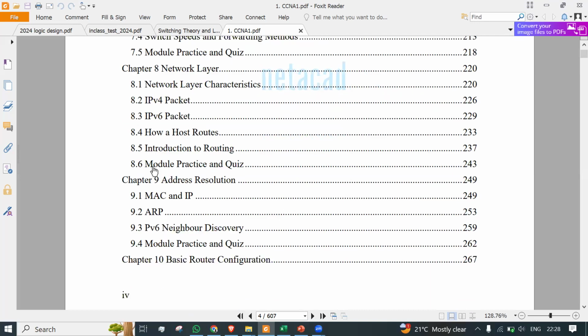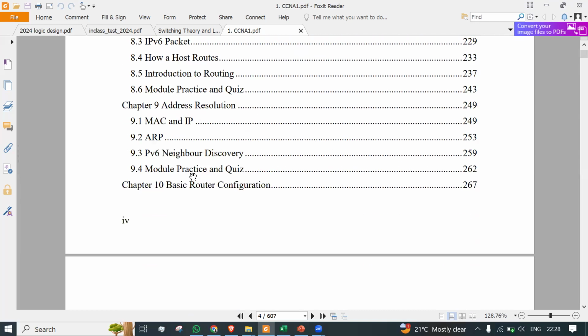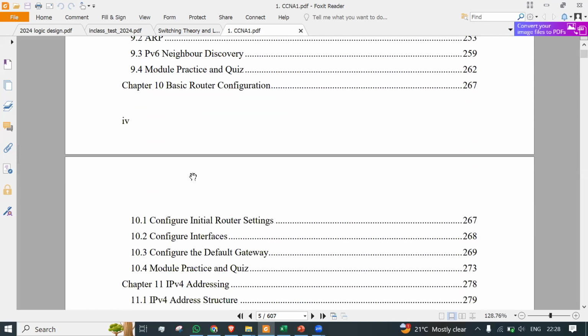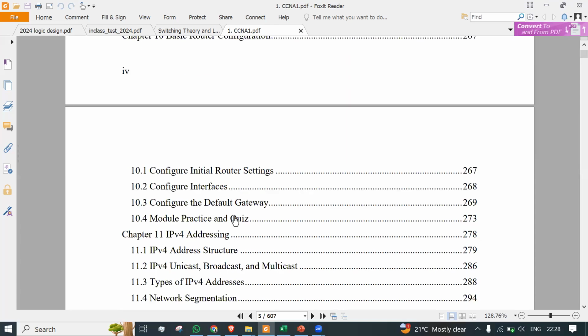Chapter 9, address resolution. We have a protocol known as ARP. Chapter 10, basic router configuration. This one is almost the same as chapter 2. Some of the configurations on a switch and on a router are the same, the initial router configurations. My host names, my passwords, almost the same. So I think we'll run through this very quickly.